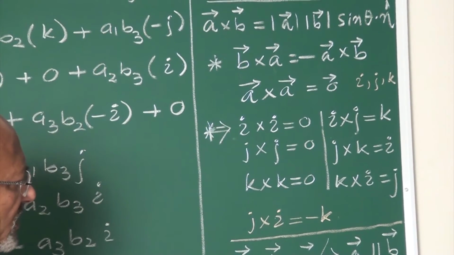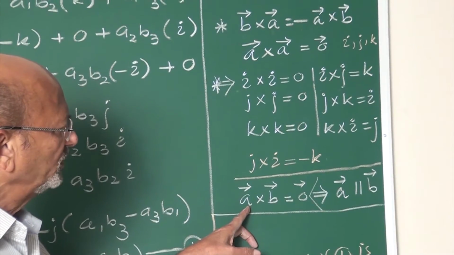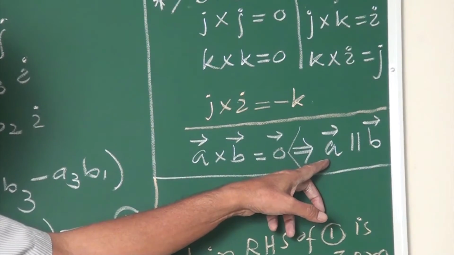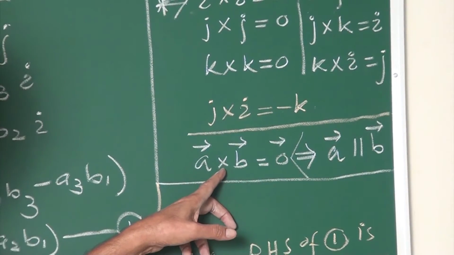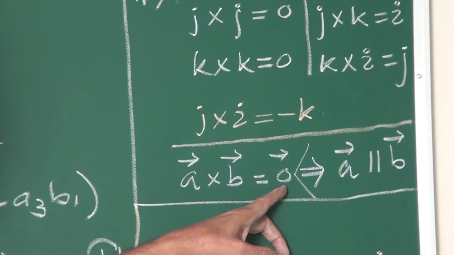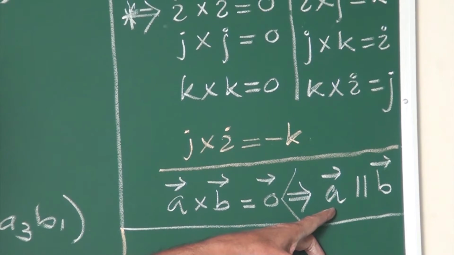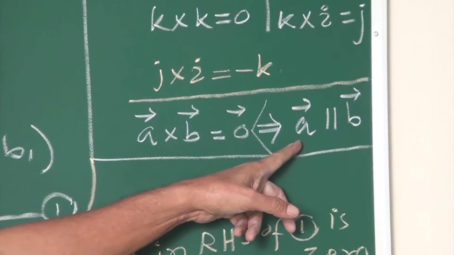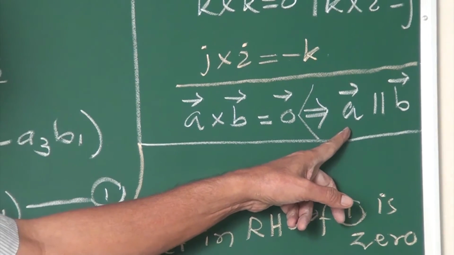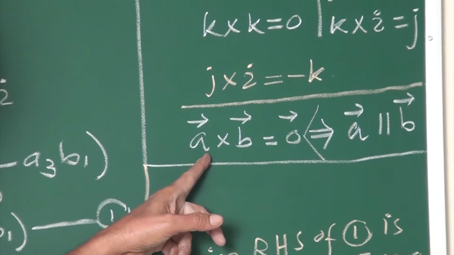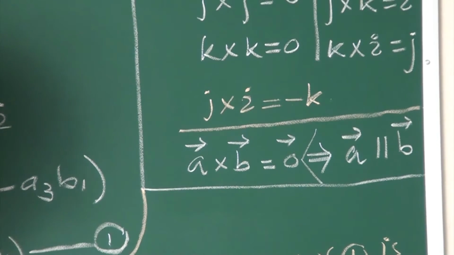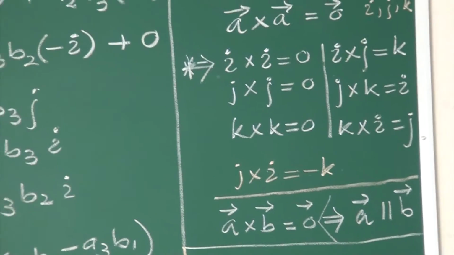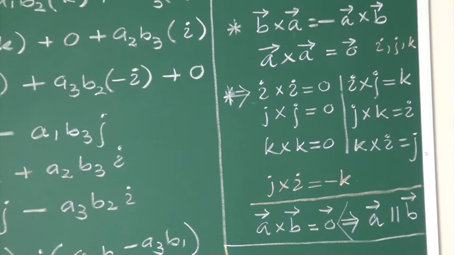One more property: if A cross B is 0, then the vectors are parallel. In case of dot product, A dot B is 0 gives A is perpendicular to B. Here, cross product 0 means the vectors are parallel. Conversely, if the vectors are parallel, then the cross product is 0. All these I have done in the previous class.